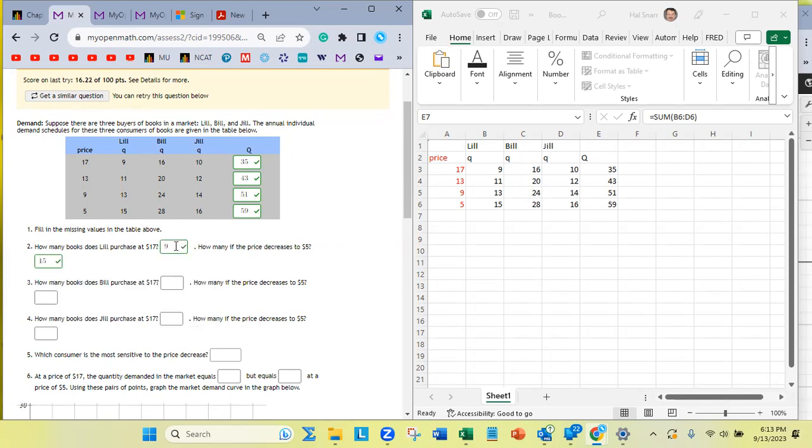That's an increase of 6, right? 6 plus 9 is 15. So when the price dropped from 17 to 5, Lil purchased 6 more.